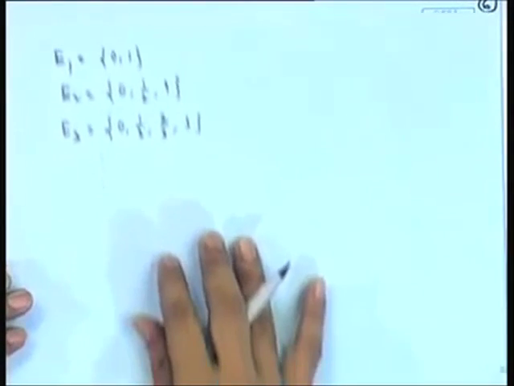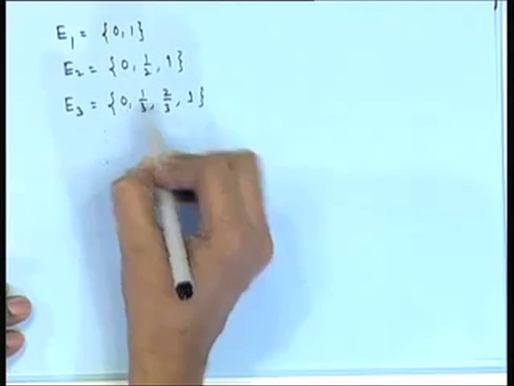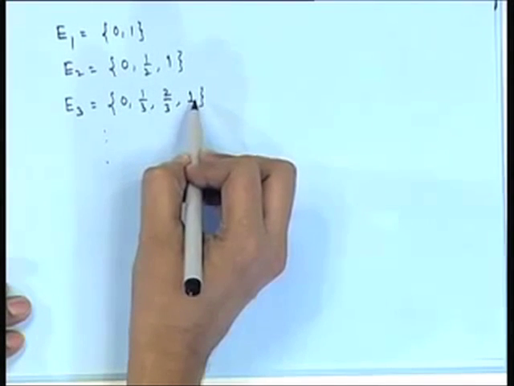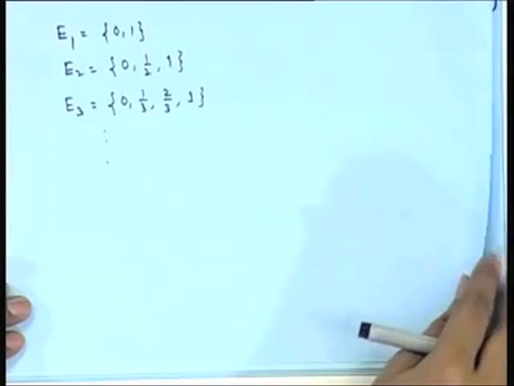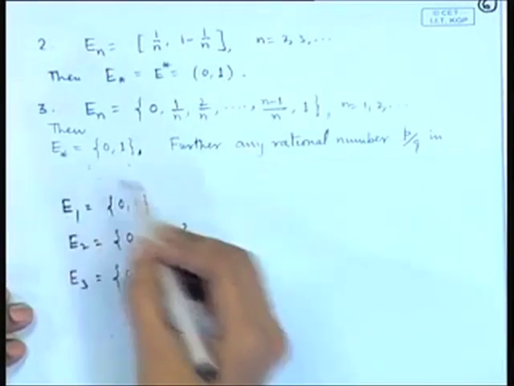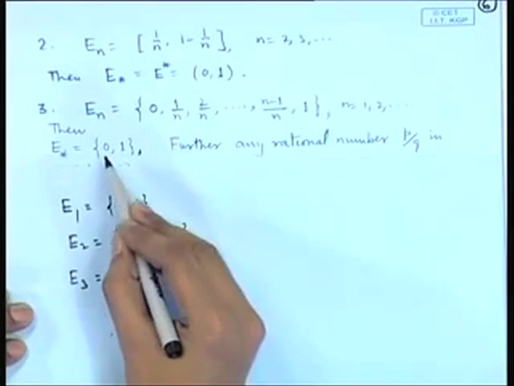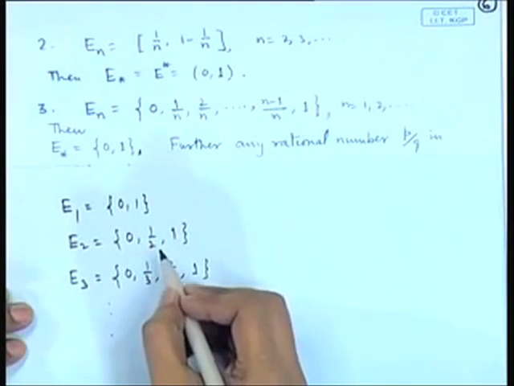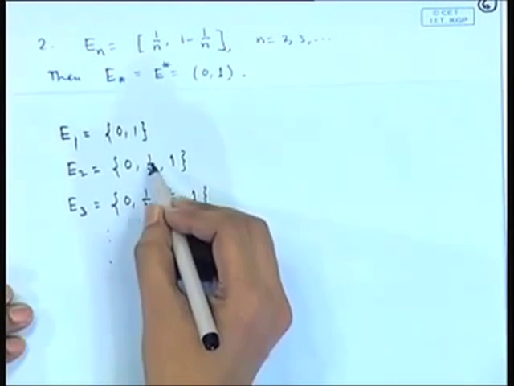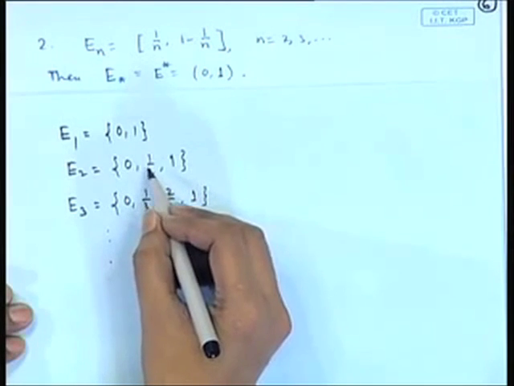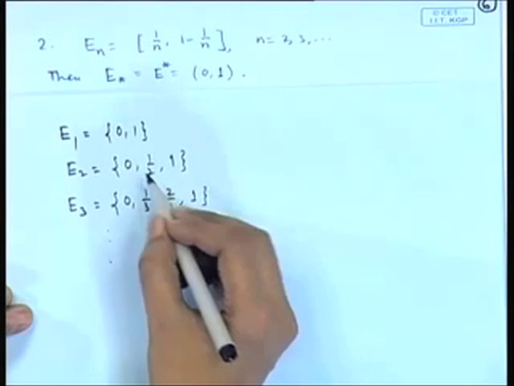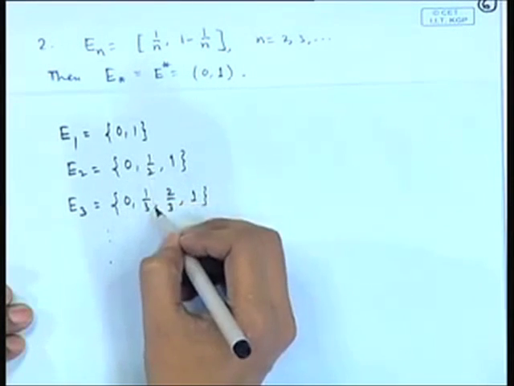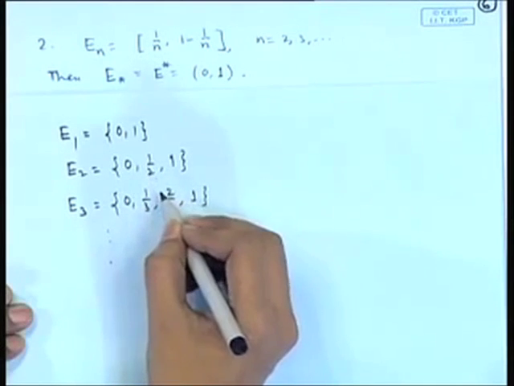Clearly, the points 0 and 1 belong to all the sets. Therefore, E lower star, that is the limit infimum, must contain the points 0 and 1. Now we say that no other element of the form P by Q can belong to all the sets En even after a certain stage.